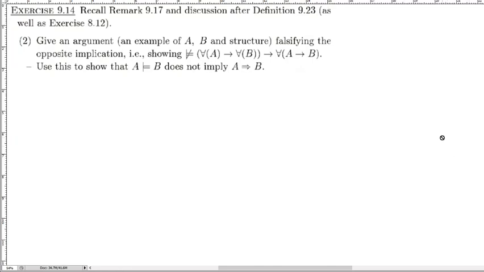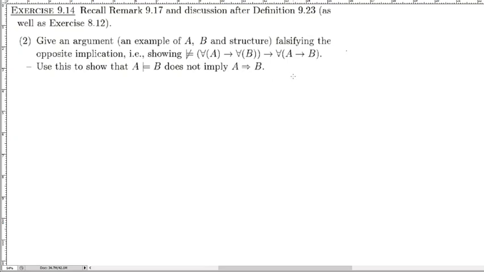We're now going to do part 2 of exercise 9.14, and here they want us to give an argument or some kind of an interpretation falsifying the opposite implication. So we want to show that this here is not valid. Remember the previous implication was that this last part implied this, and we're going to show that the opposite implication, this implying this, is not valid. So it's not satisfied under every single structure M.